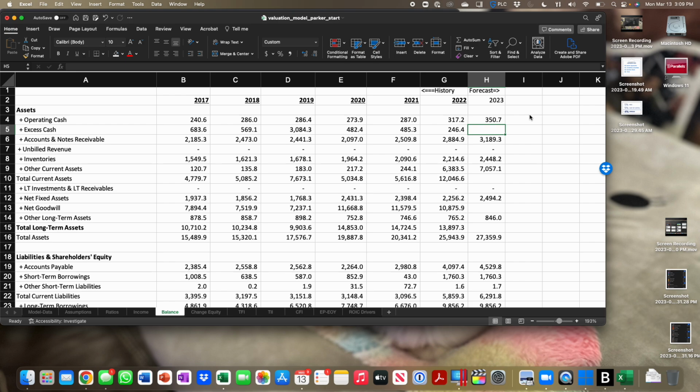Okay? Now I'm going to copy this cell across the years, and because there is only one assumption for operating cash, I'm going to edit that cell, and I'm going to put a $ sign in front of the B and a $ sign in front of the 3. And what that's going to tell Excel is every time I copy it and paste it, to always refer to cell B3. Make it an absolute reference, not a relative reference. So $B$3 in the formula.